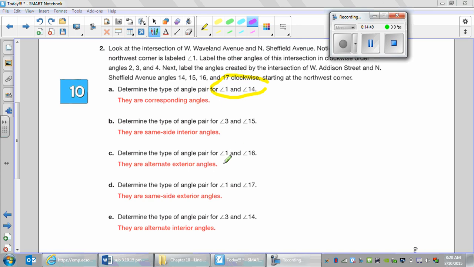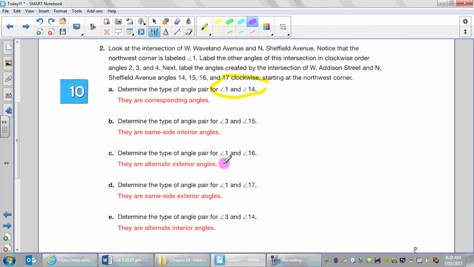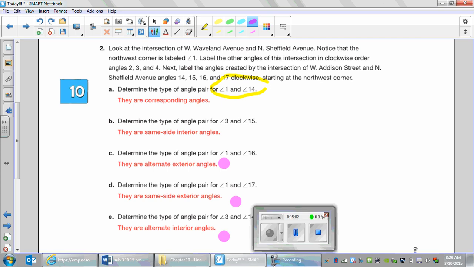So let's go ahead and check these real quick. We'd already did A and B. 1 and 16, alternate exterior. D, same side exterior. E, alternate interior. So make sure you have that down.